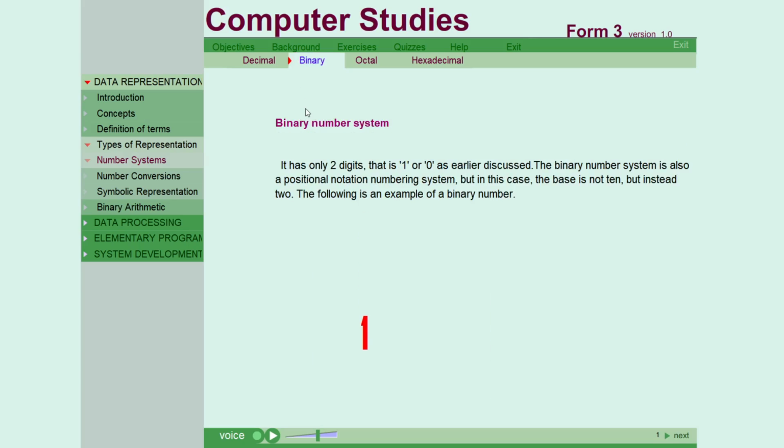Binary number system. Binary number system only has 2 digits, that is 1 or 0, as earlier discussed. The binary number system is also a positional notation numbering system, but in this case, the base is not 10, but instead 2. The following is an example of a binary number.